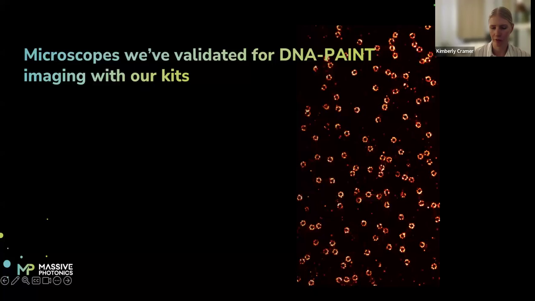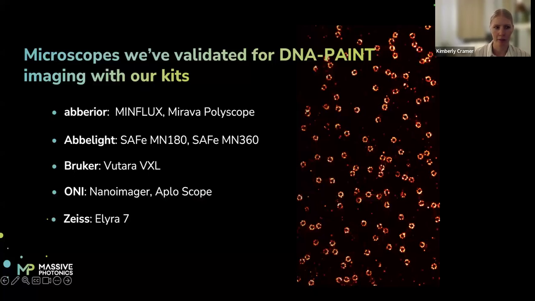However, we do not sell microscopes, but we have validated many different microscopes with our imaging kits. So this is an example of those. You can actually use DNA paint, and many people do DNA-PAINT MINFLUX, using our kits, as well as other more standard SMLM microscopes like the Abberior, ONI, or Zeiss microscopes, as well as the Bruker Vutara VXL. And this is actually an epi illumination microscope that was able to do this B cell imaging I showed you in the beginning. So that's a great option if you're using thicker samples.